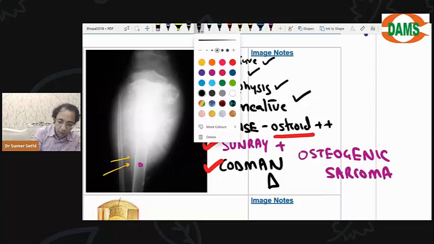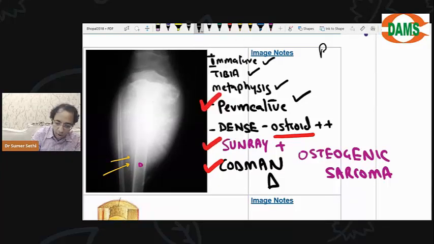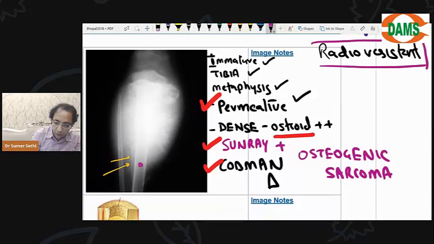And also remember, osteogenic sarcoma on radiotherapy is found to be radio resistant. Osteosarcoma is a radio resistant tumor. Everybody understands? Now can you see how we have applied those principles in diagnosing osteosarcoma?